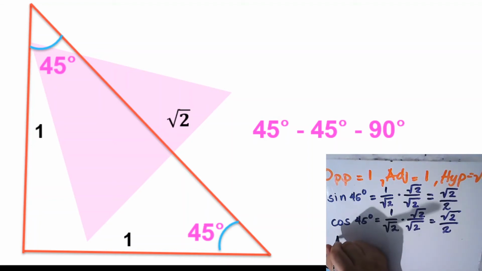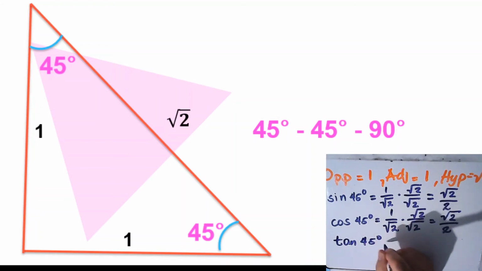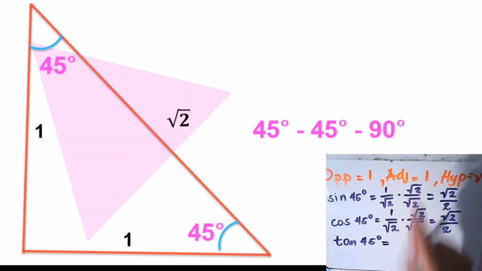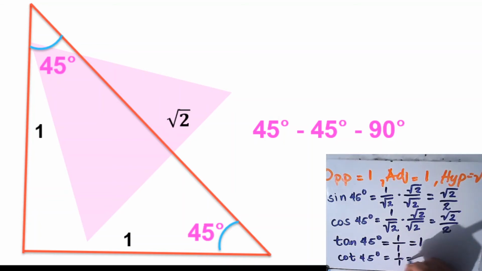Now, we will get tangent 45 degrees. Tangent is opposite over adjacent. So, 1 over 1, which is 1. So, when we get the cotangent or value of the cotangent 45 degrees, that is adjacent over opposite, which is also 1 over 1, and that is 1.